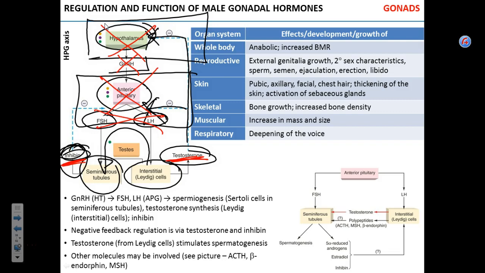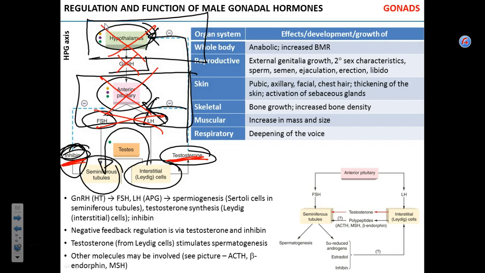Remember, we pictured before the hypothalamus-pituitary-thyroid and hypothalamus-pituitary-adrenal axes. It's the same three-step axis. Hypothalamus, releasing hormone. Pituitary, tropic hormone. And then you have the final gland at the bottom. In this case, it's the testes, which produce gonadal hormones. Does that make sense?